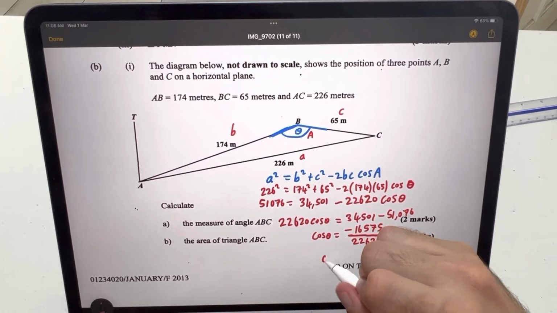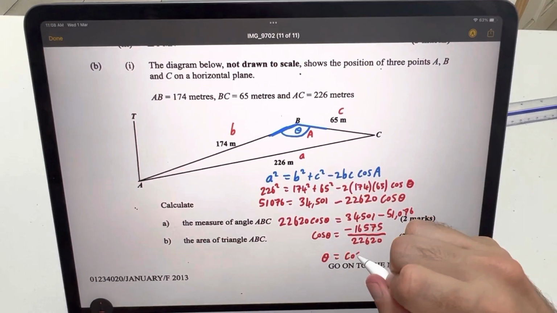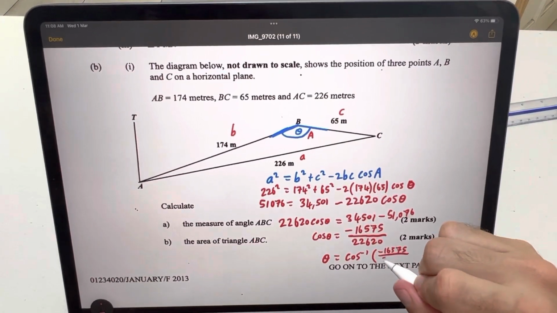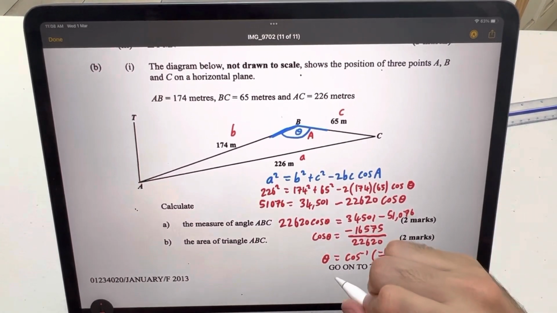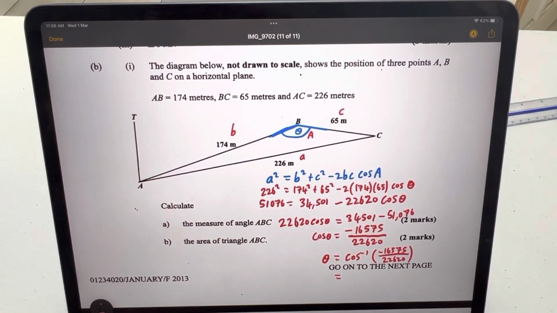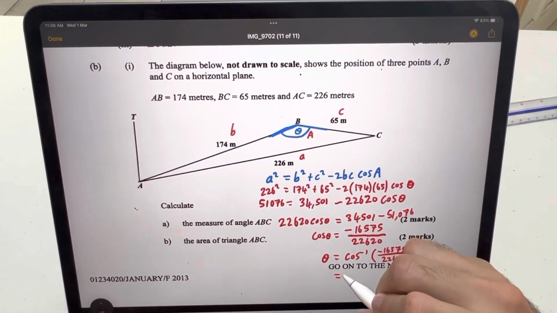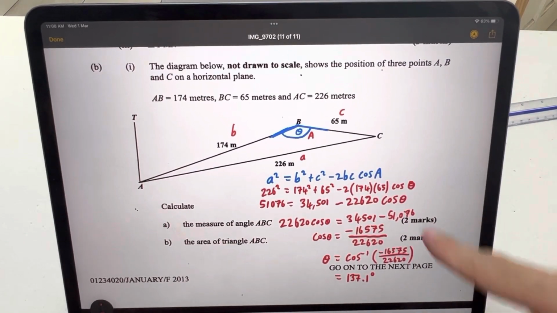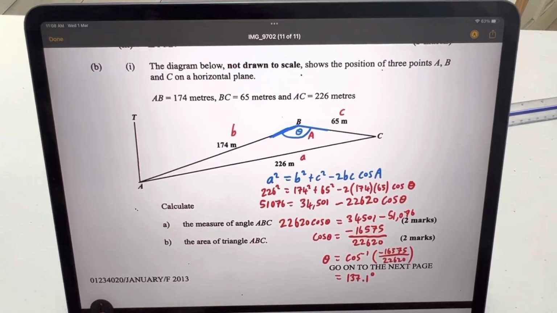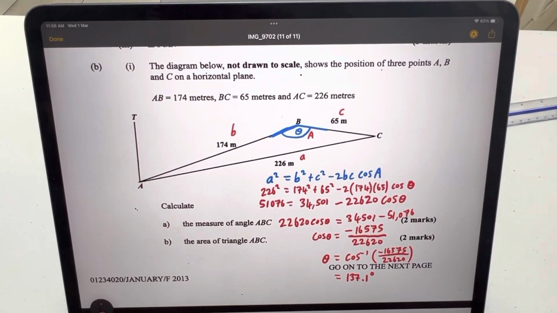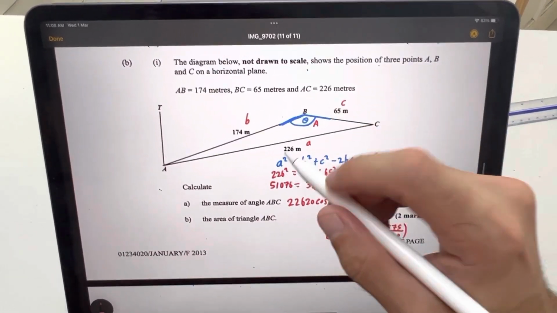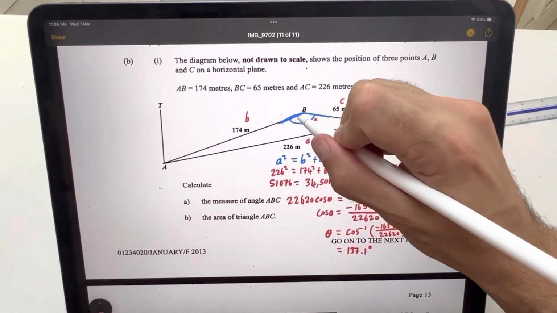And to find the angle, we're going to have to use the inverse. Cos inverse of this entire thing. Make sure you use brackets in the calculator. And I'm getting 137.1 degrees. It's an angle, so put the degree sign. Okay, so we know this angle is 137.1.